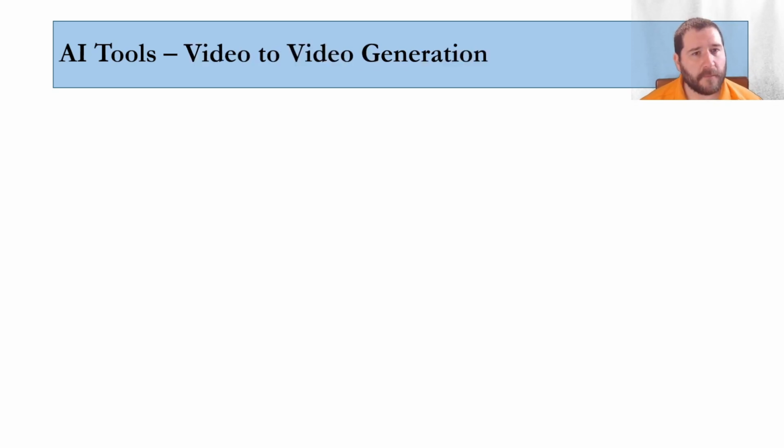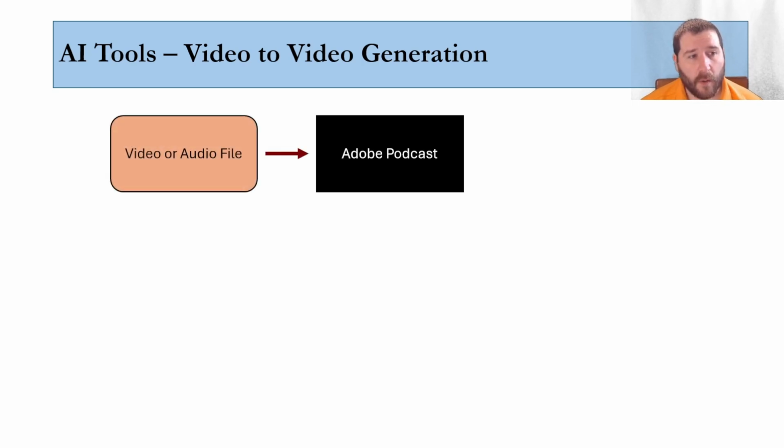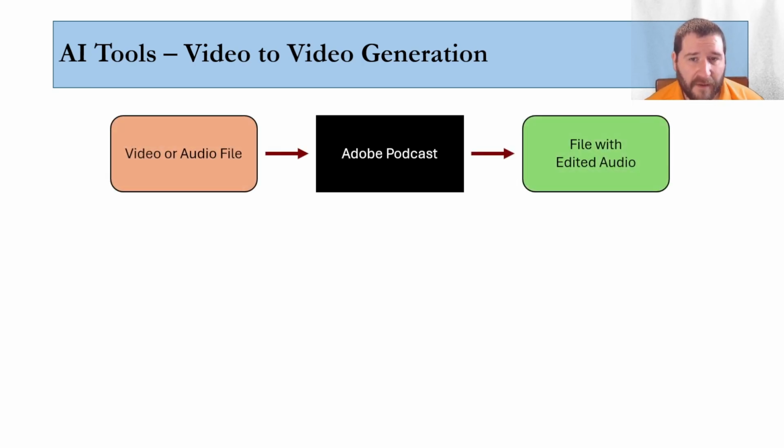All right, and finally, we have video to video generation. Okay, this allows us to take a tool like Adobe Podcast, plug in a video or audio file, and we get out a file with edited audio. Okay, so your Adobe Podcast has AI tools to kind of level off volumes, maybe cut different parts out that shouldn't be there, right? So lots of AI tools out there, guys.